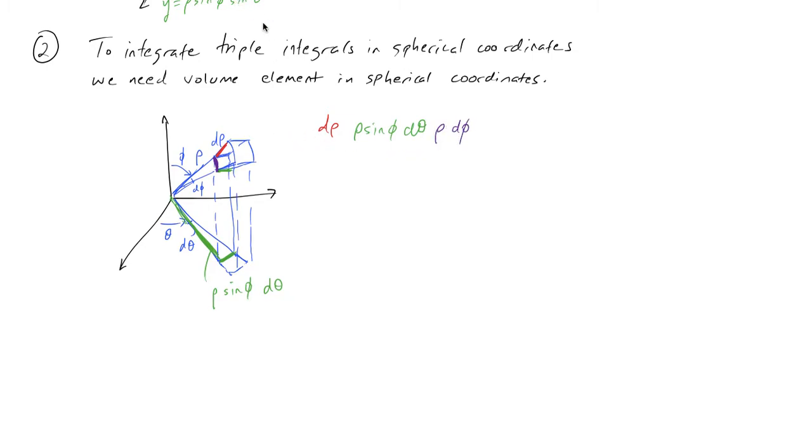Put that together, we get our volume element. And if we shuffle things around so the d's are at the end, we get rho squared sine phi d rho d theta d phi. And that's our volume element in spherical coordinates. And just to be clear here, this length is rho sine phi, and this length is rho sine phi d theta. Okay, now we're ready to integrate. So let's move to an example.